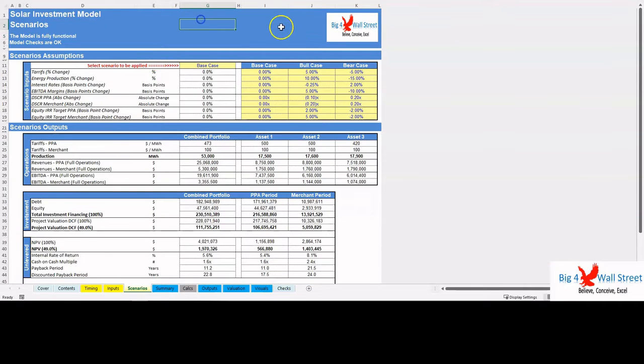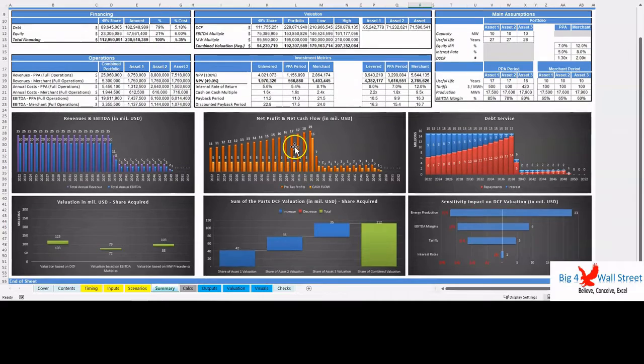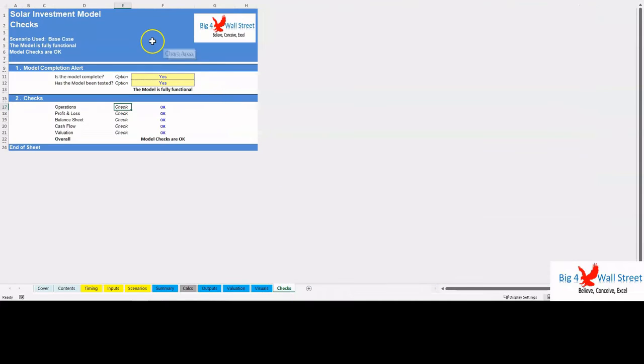The summary is instantly updated with the main output metrics of the model such as year, shareholder value, cash on cash multiple, and other general assumptions for financing, valuation, operations, and investment metrics, coupled with various graphs. Checks is a dedicated worksheet that makes sure that everything is working as it should.